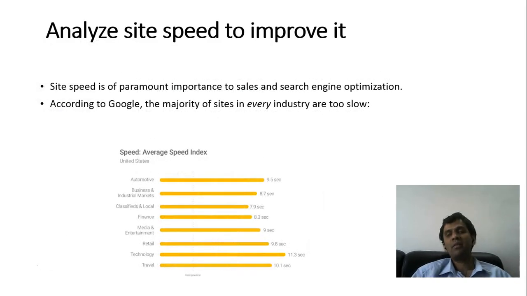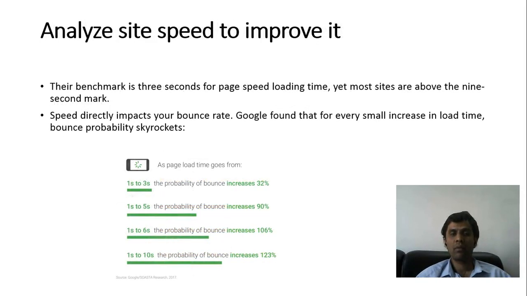Now, it is extremely important that you analyze your website speed for improving. Site speed is of paramount importance to sales and search engine optimization. According to Google, the majority of sites in every industry are too slow. Their benchmark is 3 seconds for page speed loading time, yet most sites are above the 9-second mark.